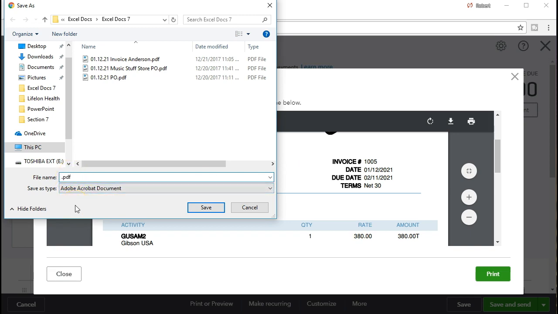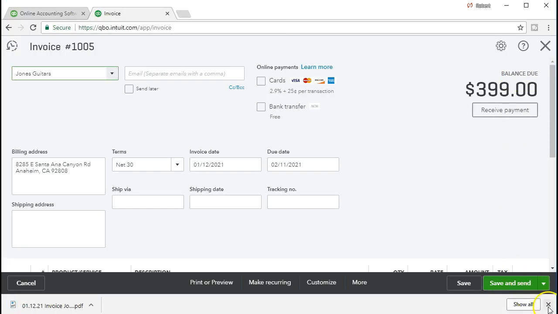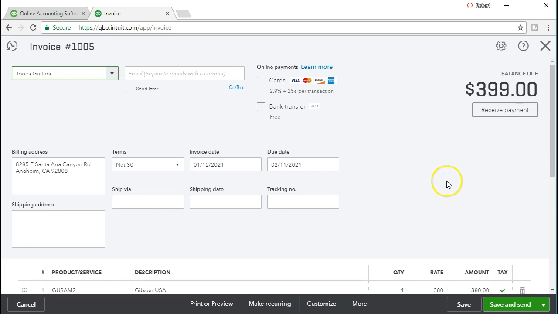I'm going to give it the date first, which is 01/12/21. Then we'll say it's an invoice for Jones Guitars. And we will save that and close that. Now let's take a look at the financials and see what happens to the financials. So we're going to close this out, Xing out of this item.